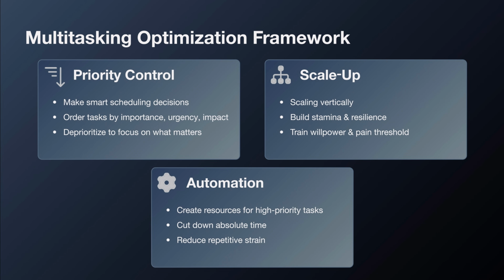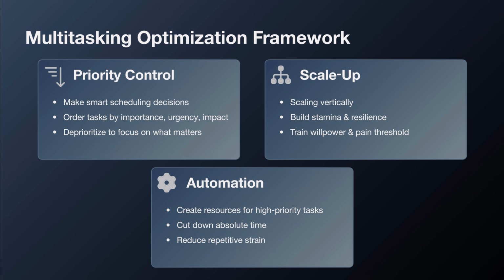We receive countless tasks every day, and the core of the principle is deciding what to start first and what to push back. This goes beyond simply creating a to-do list. It's about clearly ordering tasks by their importance and urgency, and having the courage to boldly deprioritize to focus on what truly matters. This is the beginning of smart scheduling.